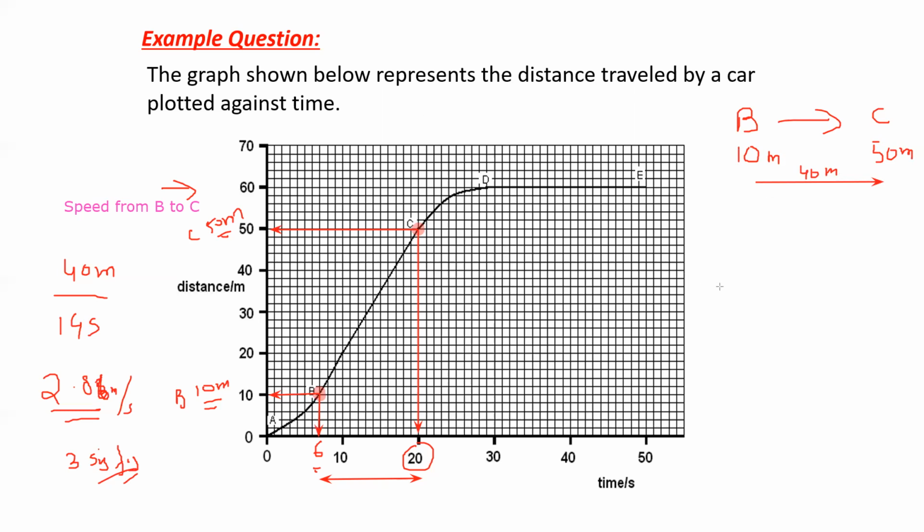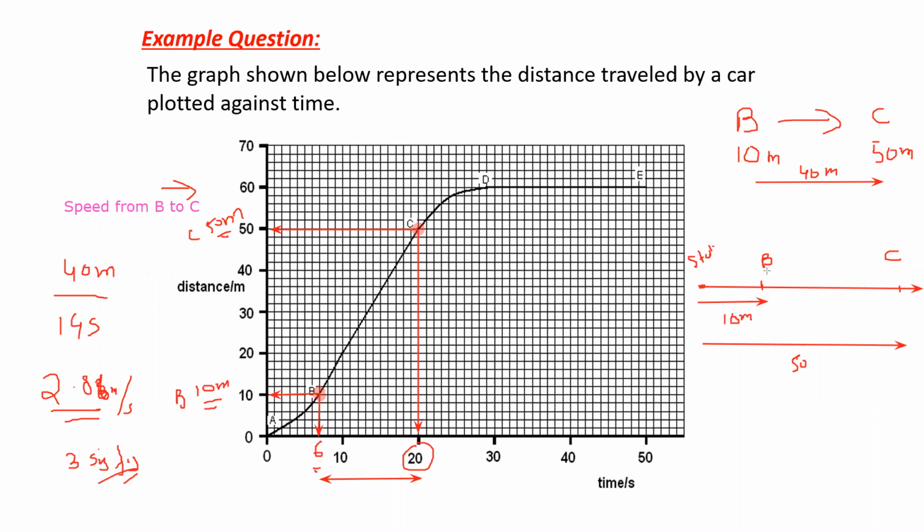So from the starting point, like if this was the starting point, there is point B and then point C is there. Point B is 10 meters apart from the starting point, and from the starting point, point C is 50 meters apart. So what is the distance from B to C? The distance from B to C is 50 minus 10, that's equal to 40.